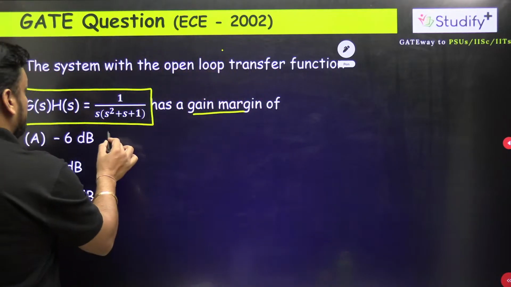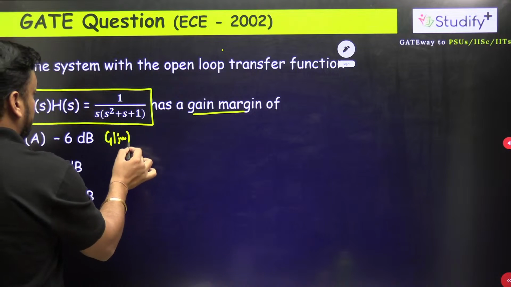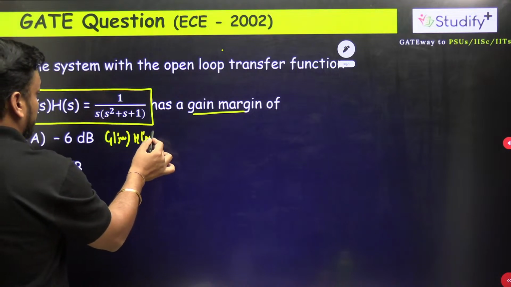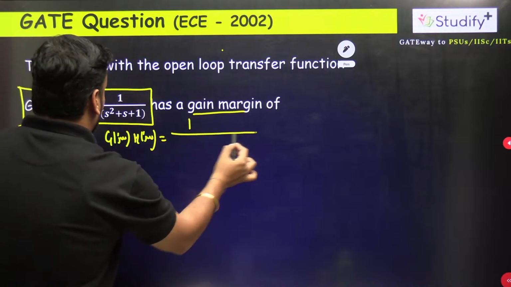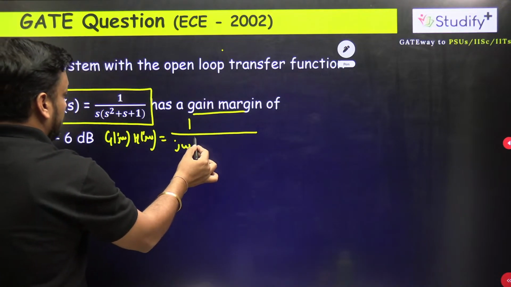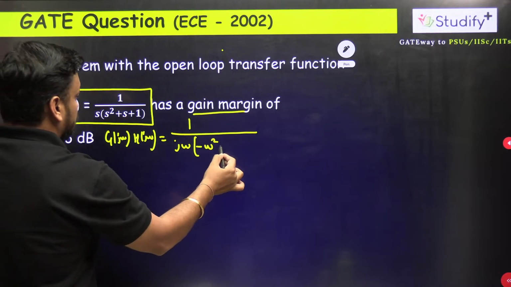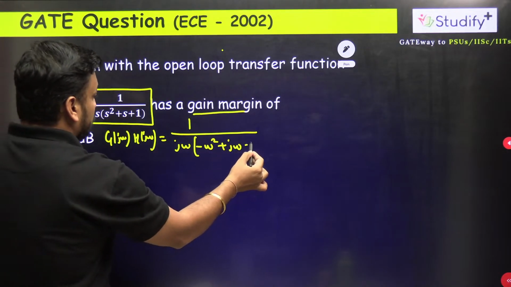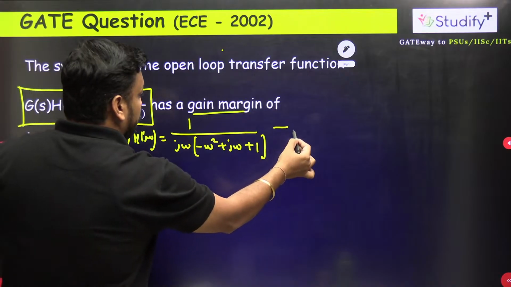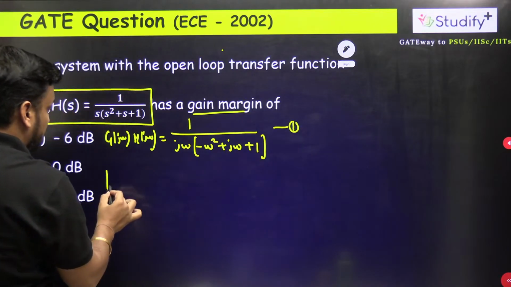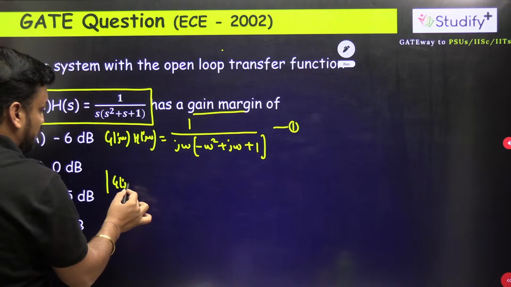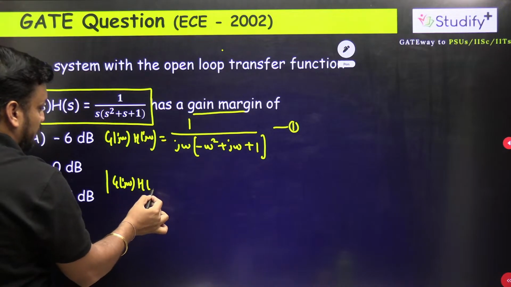So tell me guys, once you put s equal to j omega here, you should get G(j omega)H(j omega) is nothing but 1 upon j omega, and here once you put (j omega) squared, you will get minus omega squared plus j omega plus 1. Is it your equation number 1, guys? Yes. Now equation number 2 is magnitude of G(j omega)H(j omega). Now tell me what is the magnitude of this?